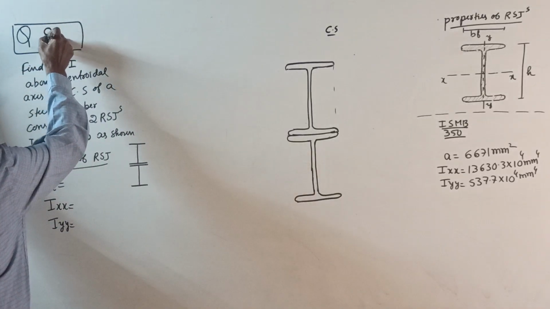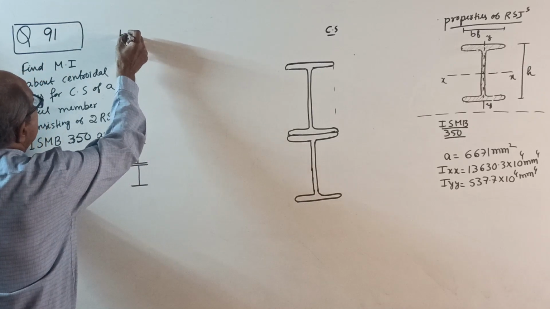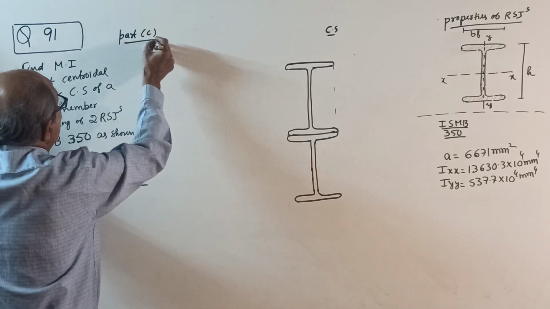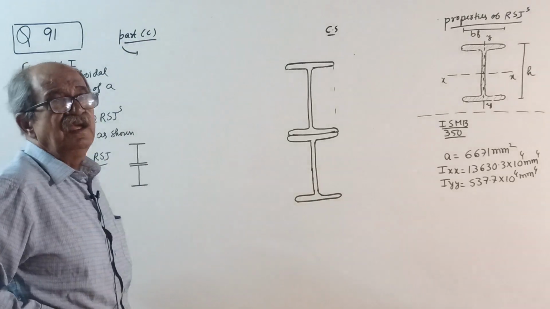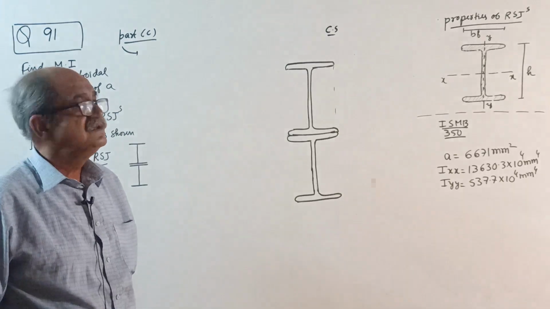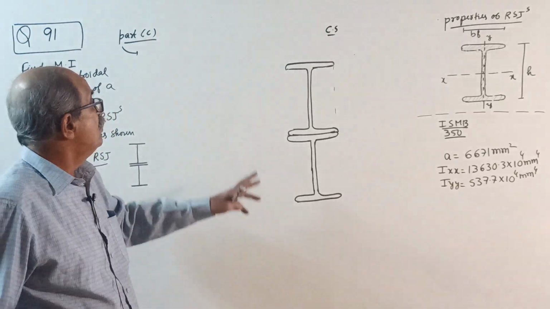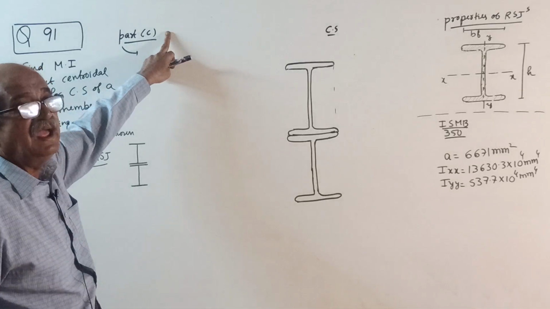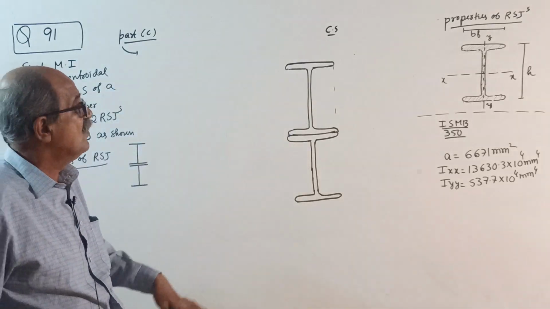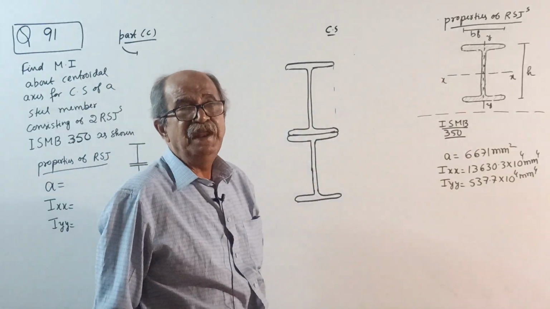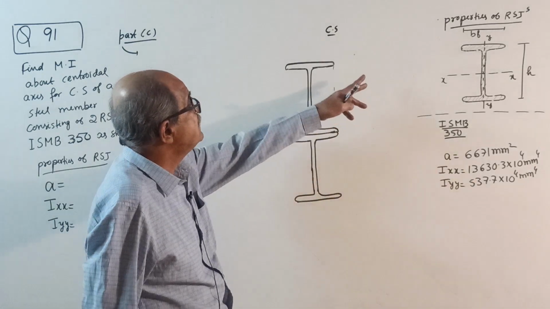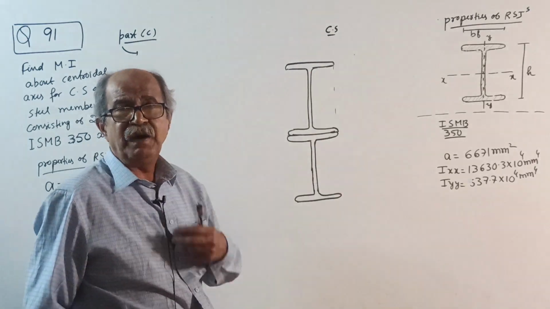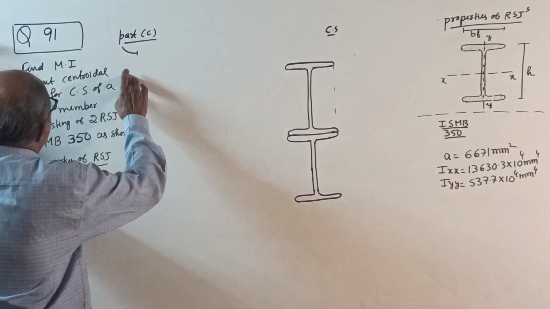Question number 91. This is part 3, part C of the moment of inertia calculation. I wrote this dedicated to steel structures. So anybody going through this class should first study part A and part B, and only then come to part C, because what is the meaning of these properties, RSJ, channel, all were told earlier. Unless you study part A and part B, part C will not be clear. So, part C now.